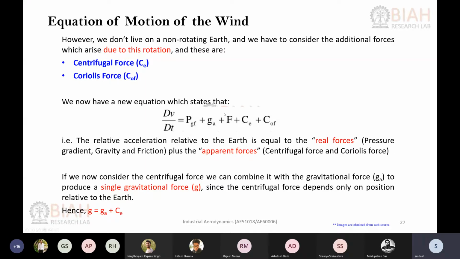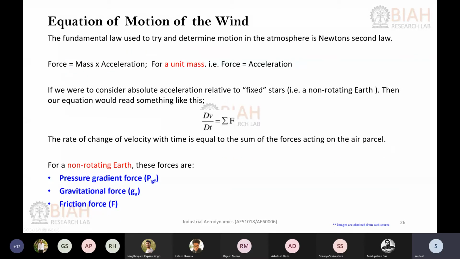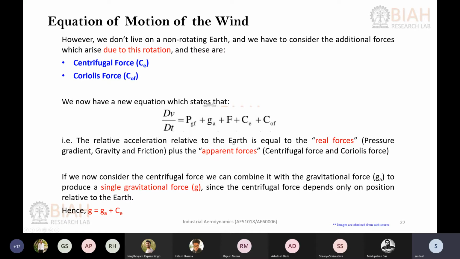So we get the centrifugal force and the Coriolis force due to the rotation of the Earth. Now the total forces are: the pressure gradient force, then g_a, the gravitational acceleration, then F, the frictional force, C, the centrifugal force, and C_of, the Coriolis force. Like the letters I have mentioned here: for the pressure gradient force it is P subscript GF, similarly gravitational force g subscript a, and friction F. The same nomenclature we will follow throughout our discussion.